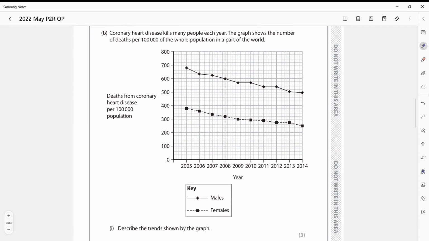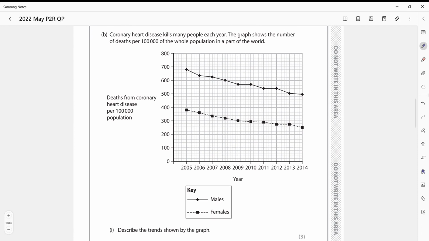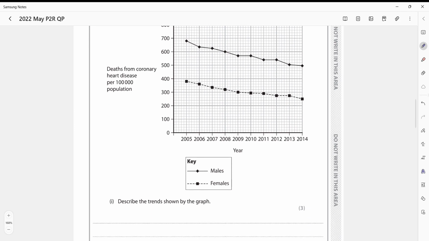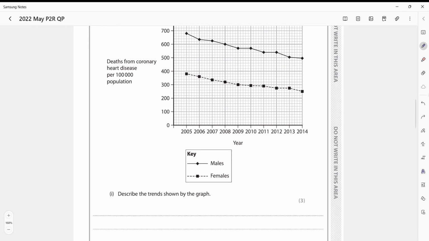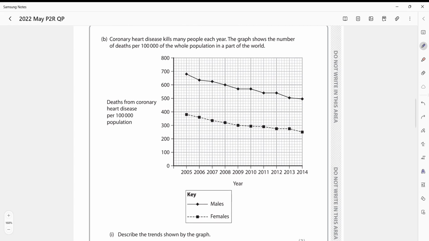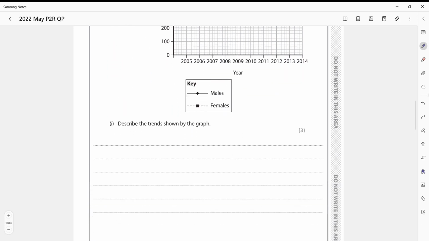Okay, moving on to part B. Coronary heart disease kills many people each year. The graph shows the number of deaths per 100,000 of the whole population in a part of the world. So for part 1, it says describe the trends shown by the graph. Usually when we come across these types of questions, we would talk about whether or not there's a relationship between the x-axis and the y-axis. So you would say, as the year goes by, there is a decrease in deaths, and this is a trend that we see in both males and females. So let's write that down.